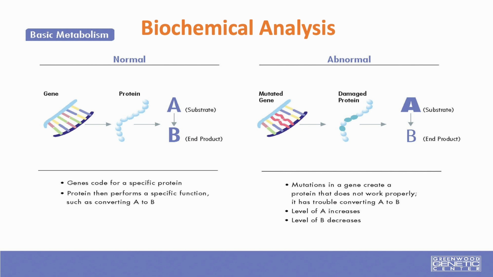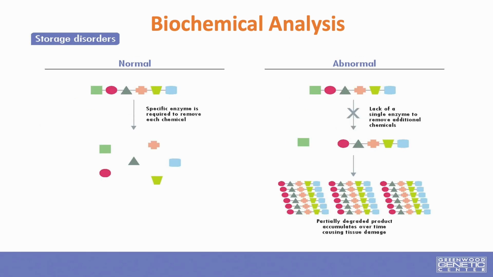Chromatography separates different compounds in a sample, while mass spectrometry provides precise measurements of molecular weights, allowing for the identification of specific metabolites. Enzyme assays measure the activity levels of specific enzymes to determine if they are functioning properly. Biochemical analysis is particularly valuable in diagnosing various inherited metabolic disorders.